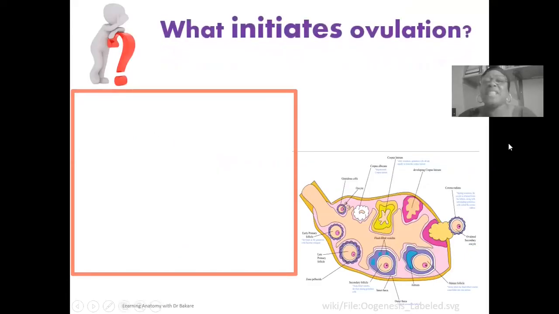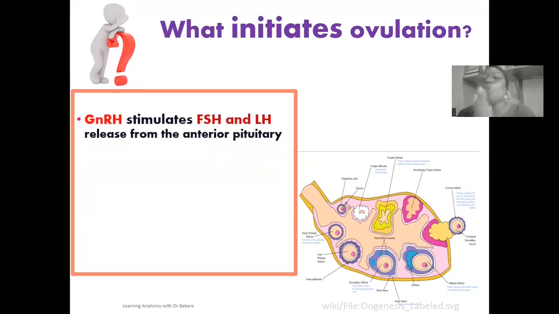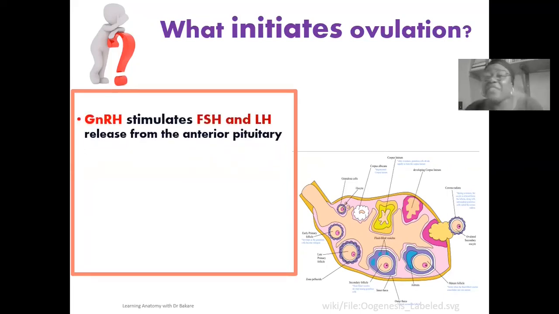So what initiates the process of ovulation? We say that ovulation goes beyond the mere release of a mature egg from the ovary. There are a number of events that must occur before this release is initiated. Going back to the roots of what initiates the process of ovulation, we say that ovulation is initiated from the release of gonadotropin-releasing hormone. So let's try and dive into this.